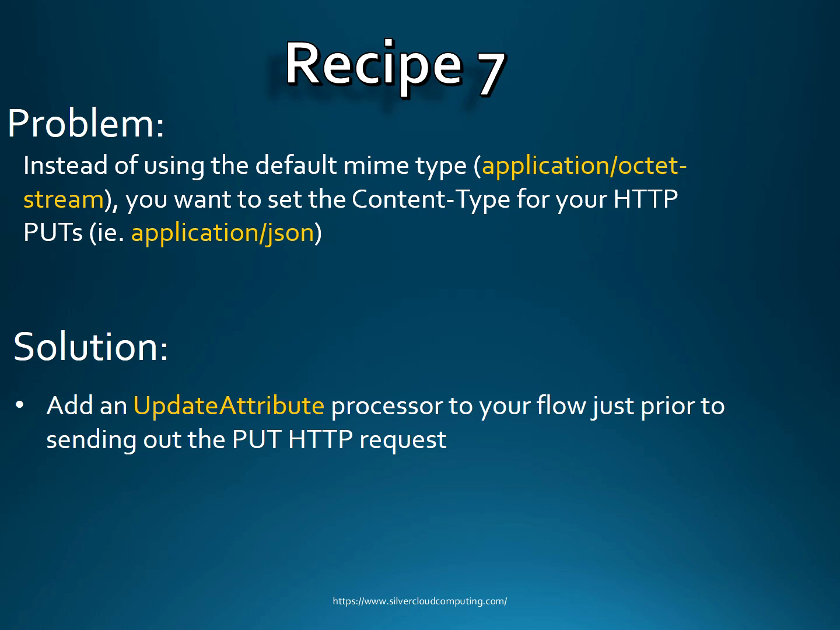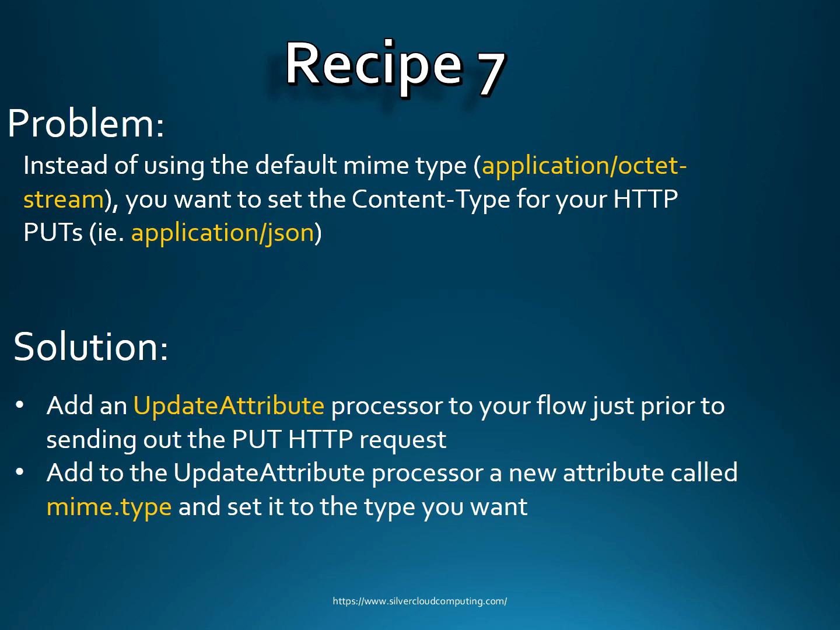How we do that is we just override that attribute that we send out through the HTTP request. In this case, we're going to add an UpdateAttribute processor just before we send the payload out to our PutHTTP request. Then in that UpdateAttribute, we create a new attribute called mime.type, and we set the value to whatever we want the MIME type to be.